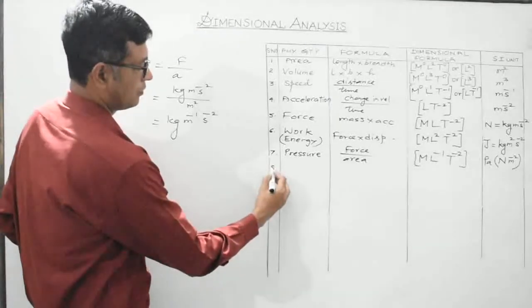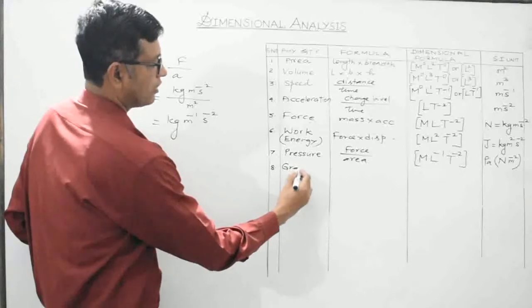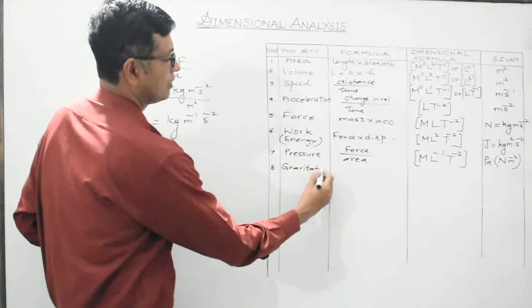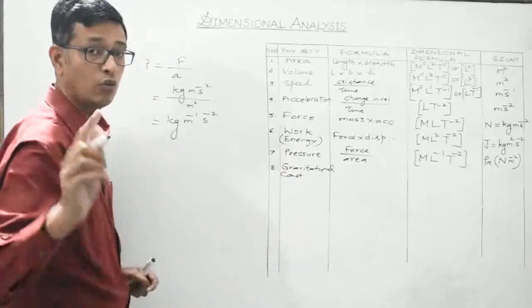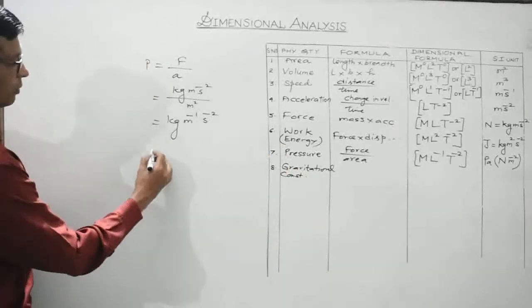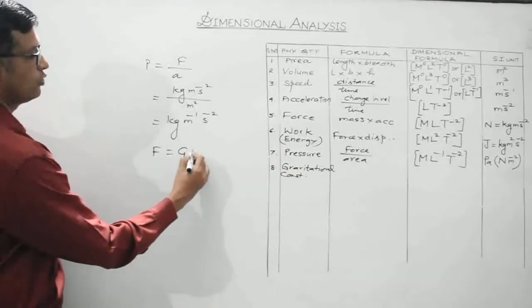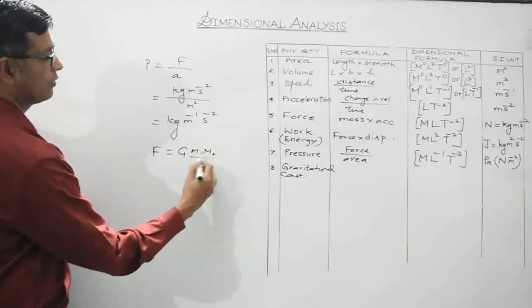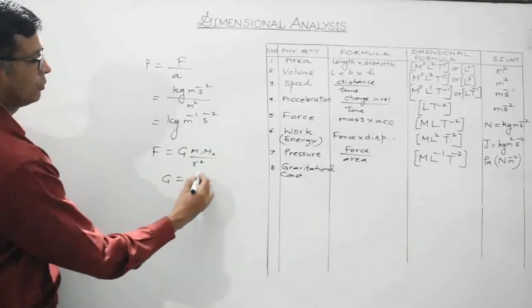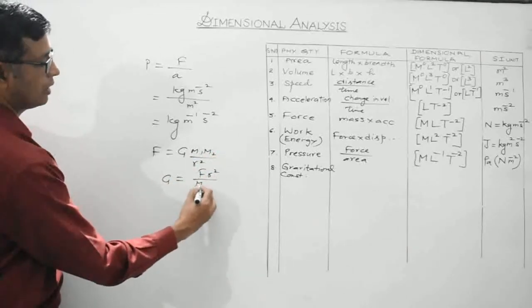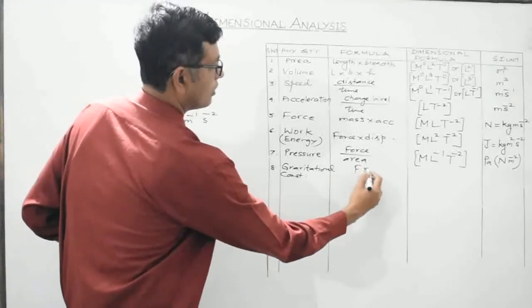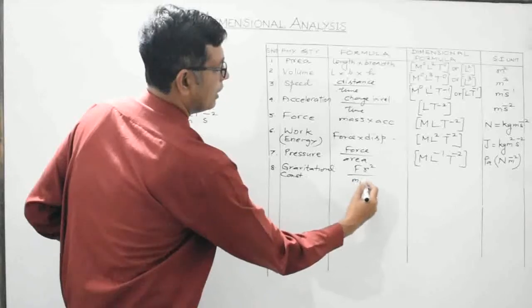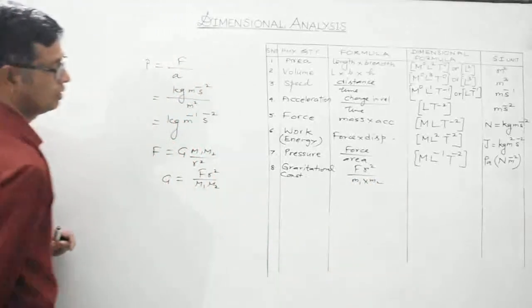Eighth, gravitational constant. Okay, what about its formula? Students, do you remember this formula? F equals G m1 m2 divided by r square. So G would be equal to F r square divided by m1 into m2. This is the formula. So F r square divided by m1 into m2.